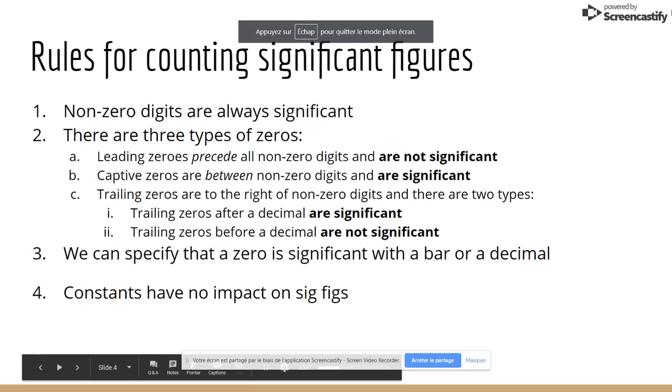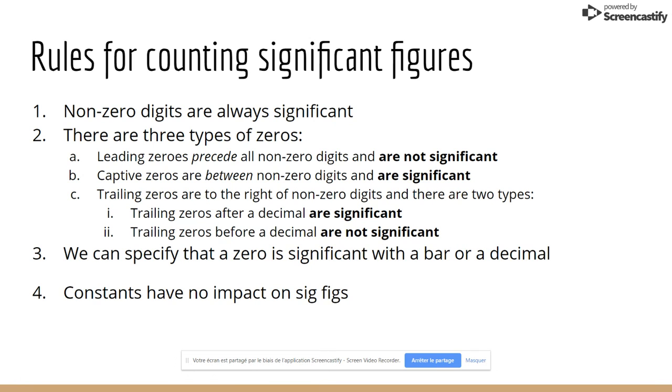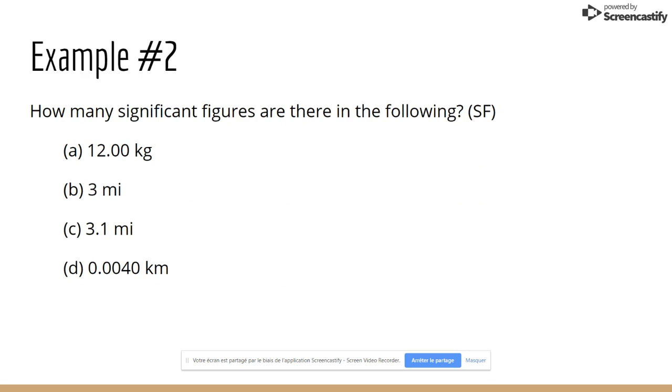The next rule is that if you need to specify that a 0 is significant, you can put a bar over it or a decimal. You saw me do the decimal in the last video. That was the reason why. And then constants have no impact on sig figs. So 7 pi has 1 significant figure. The constant has no impact on it. More on that later when we get to unit conversions.